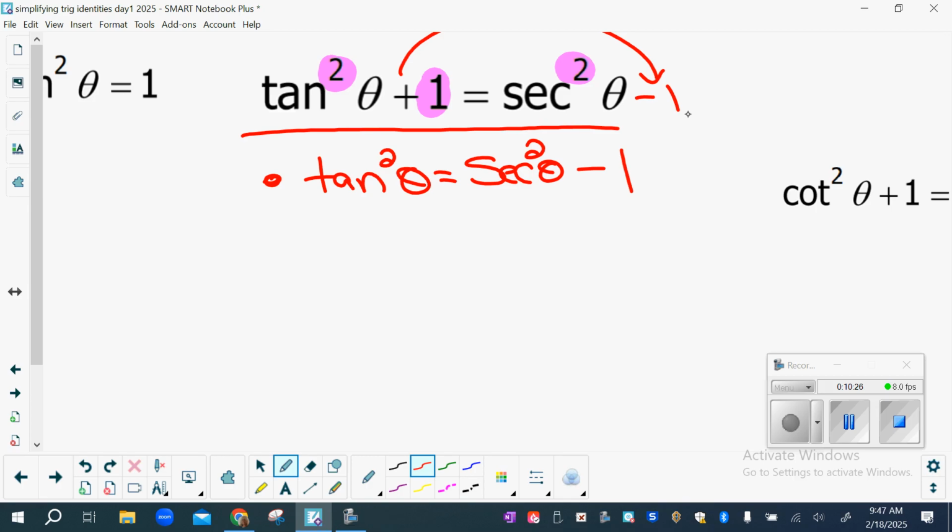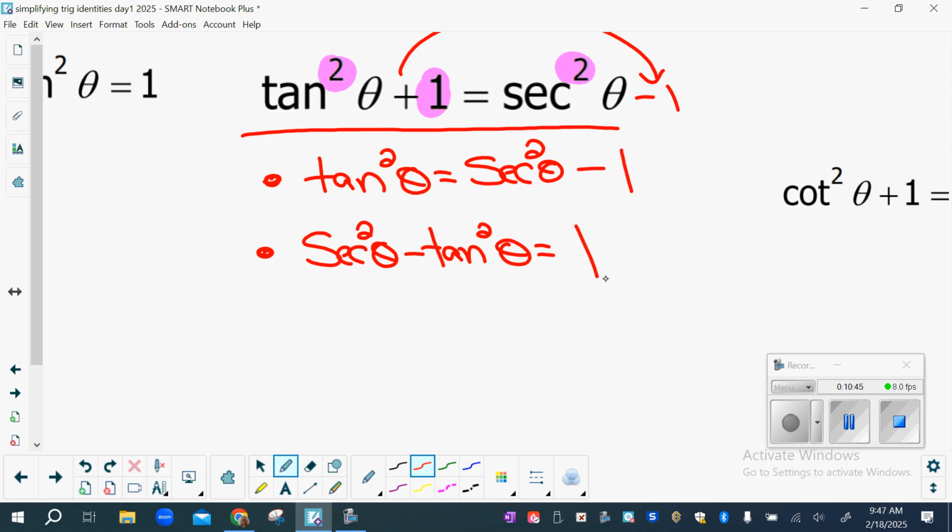And there's one other way that sometimes he shows up. Sometimes he shows up like this. Secant squared minus tan squared equals 1.